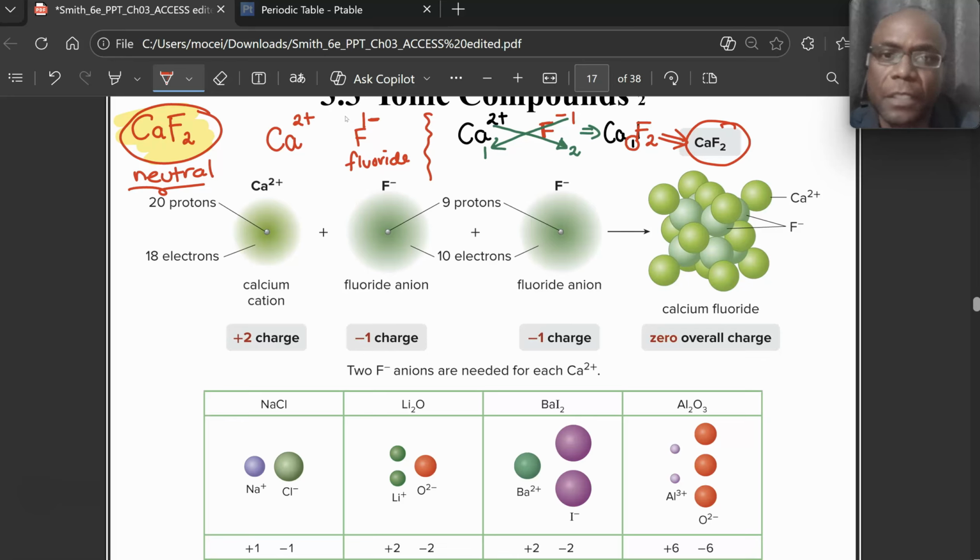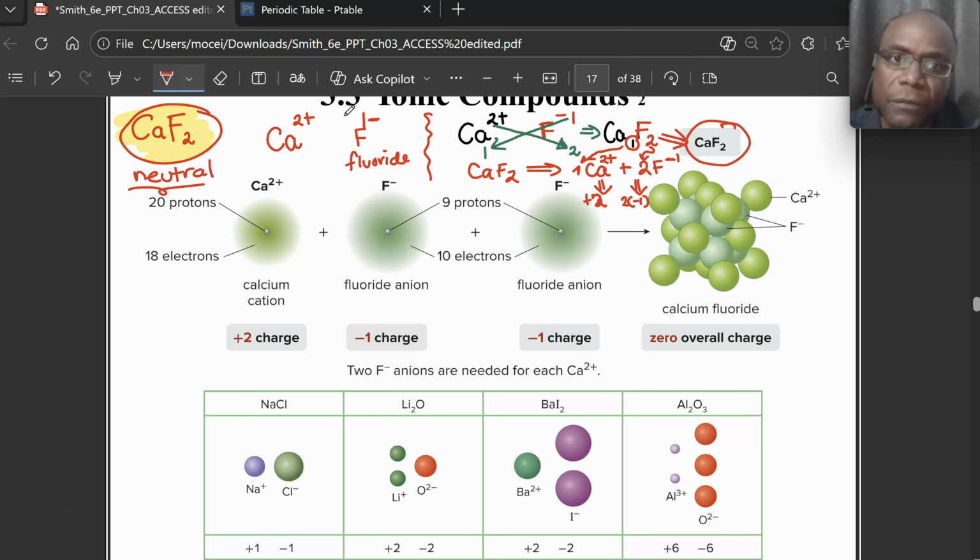That said, if the formula is written as CaF2, this is really telling me that I have 1 calcium, that is from the implied subscript, and I have 2 fluorides, that is from the subscript 2. Why is that important? The calcium has a charge of 2+. Each fluoride is -1. So the calcium is bringing +2, and the two fluorides are bringing 2 times -1.